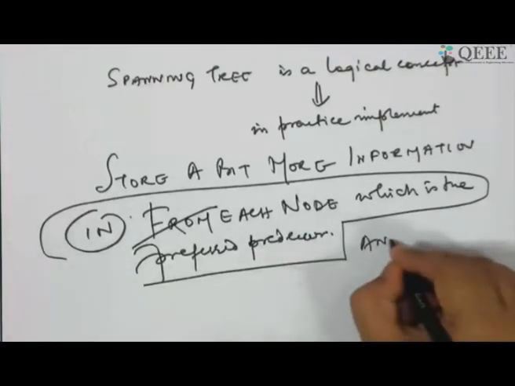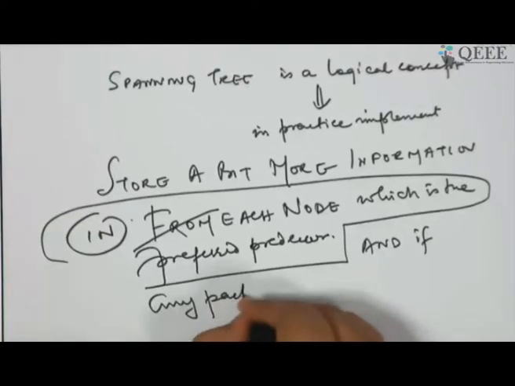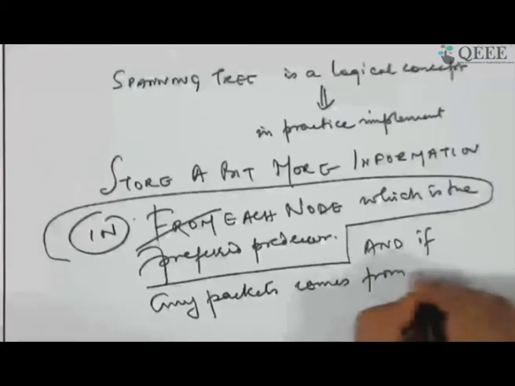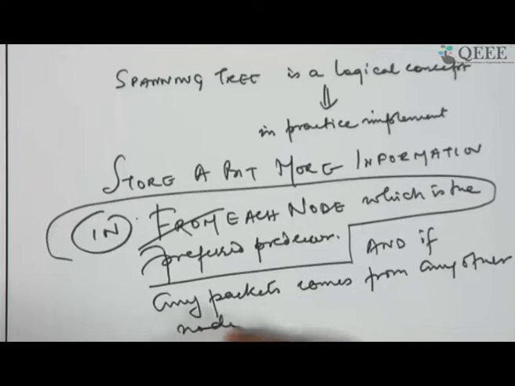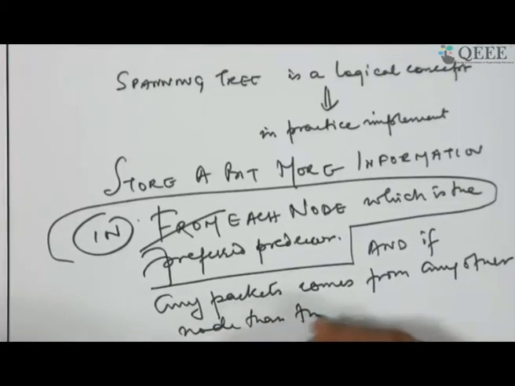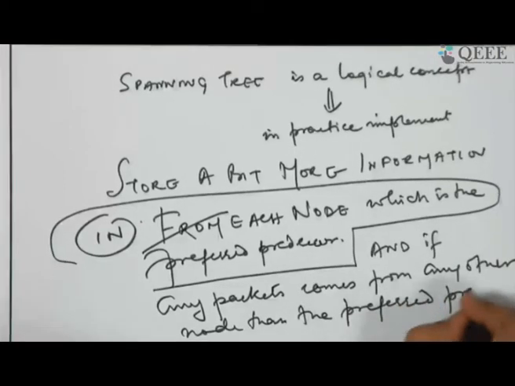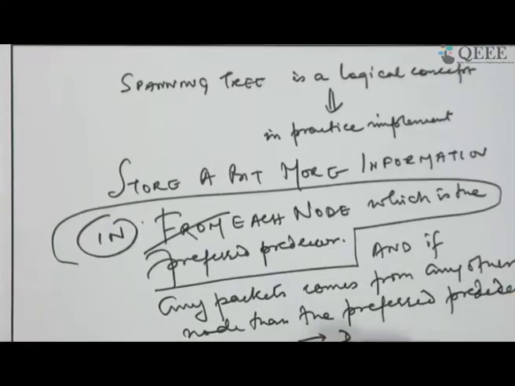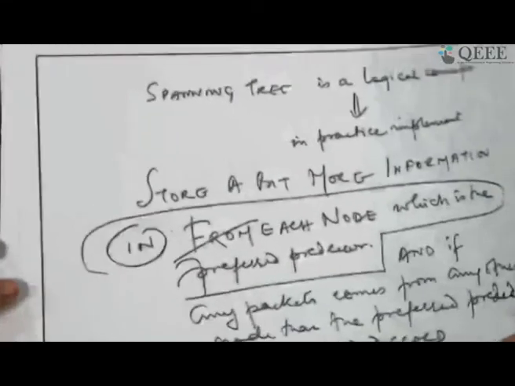And if any packet comes from any other node than the preferred predecessor, then what do you do? Discard. Simple discard.